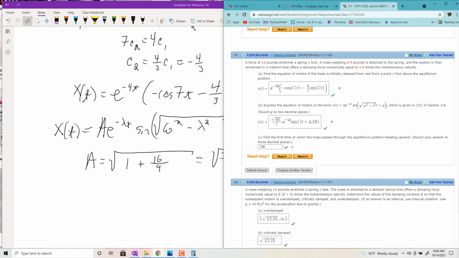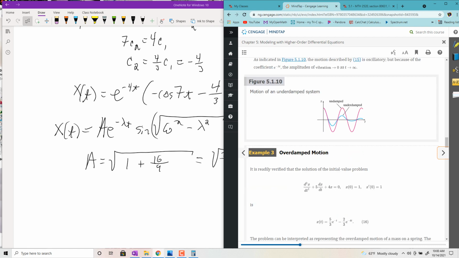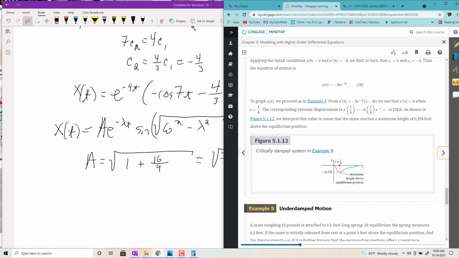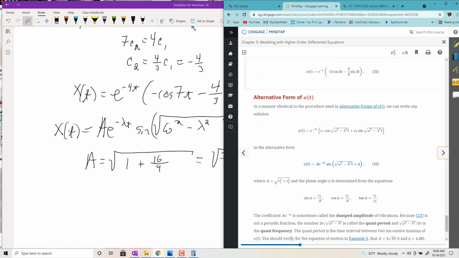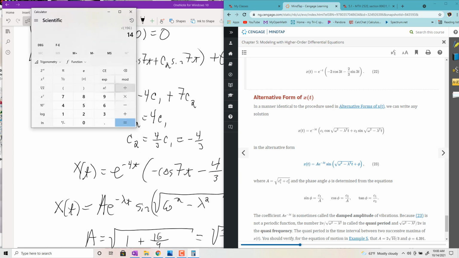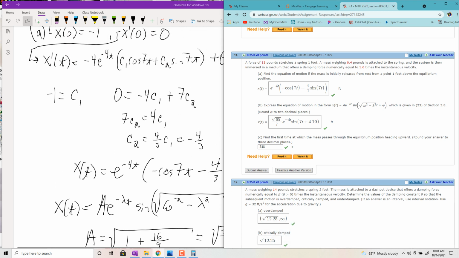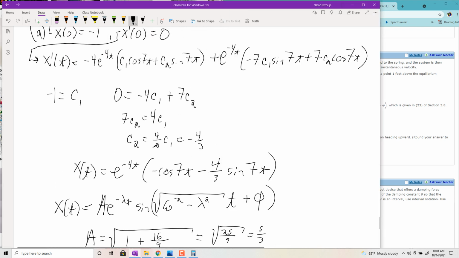Does it say what A should be? Well, they give you a formula here. I don't know where it is. It's in the book somewhere. Scroll down and find it. Here it is. Yeah, A is the square root of c1 squared plus c2 squared. Pause the video again. Oh, I see it. It's not 4/3, it's 4/7. Oh my gosh. 4/7 right there. So then this will be a 7.